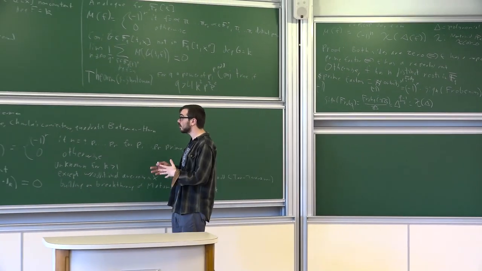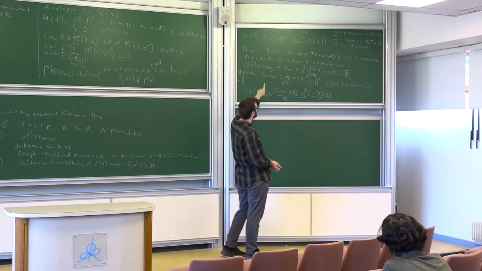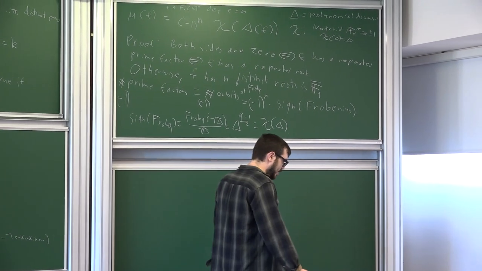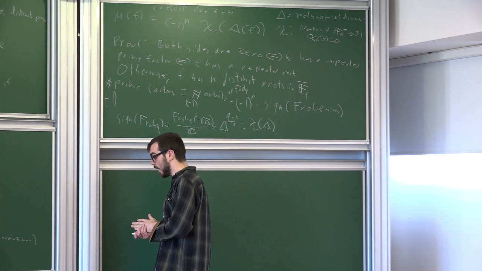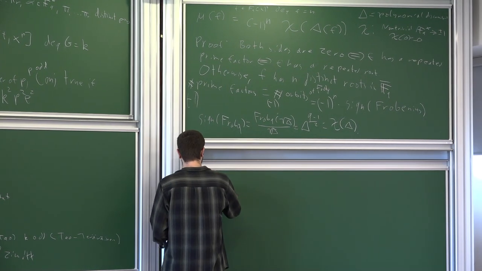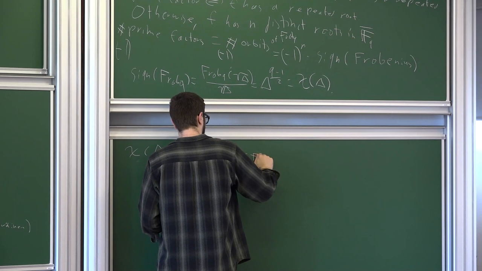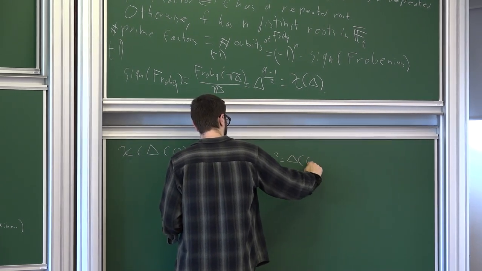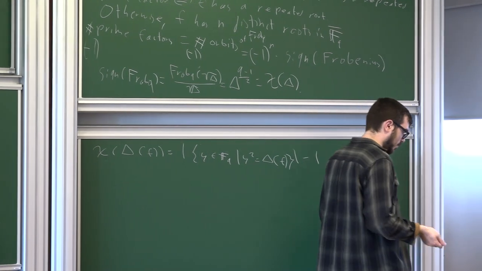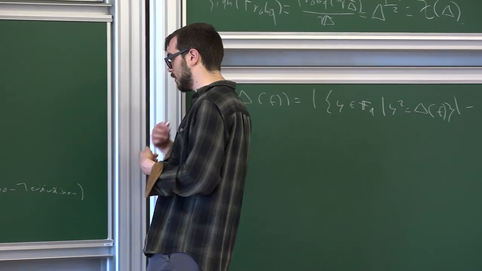So what you certainly could do is use this formula to geometrically study the sum directly. I guess another way of saying it is that chi of delta f is the number of elements y in F_q such that y squared is equal to delta of f, minus 1. Because if it's a perfect square other than 0, it has 2 square roots, which is 1 plus 1. If it's not a square, it has 0 square roots, which is 1 minus 1. And if it's 0, it has 1 square root, which is 1 plus 0.